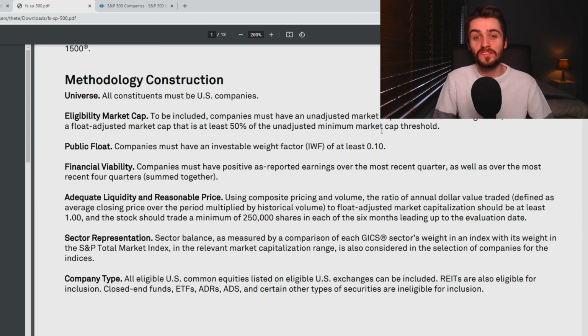So again, what does this mean in English? All this means is that companies who are looking to be included within the S&P 500 index must have a market capitalization associated with freely traded shares of around $4.9 billion.